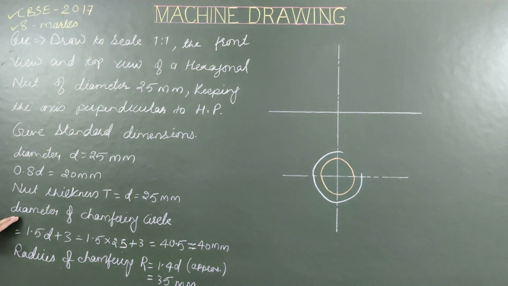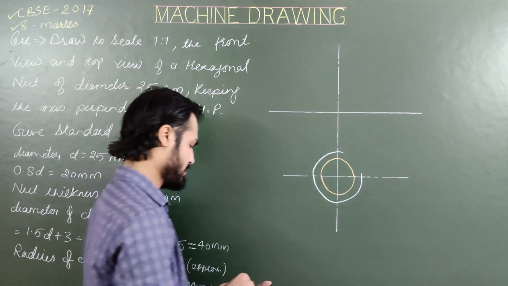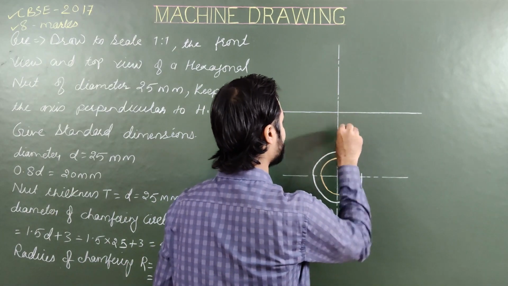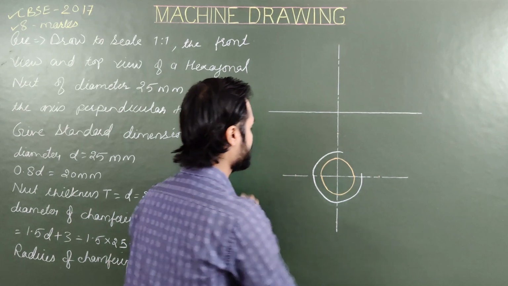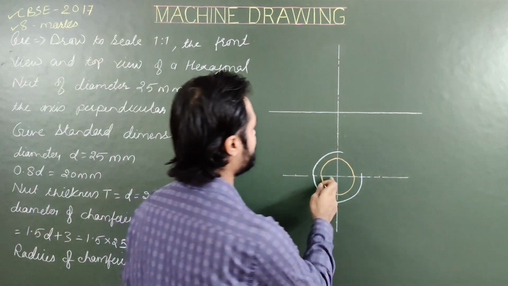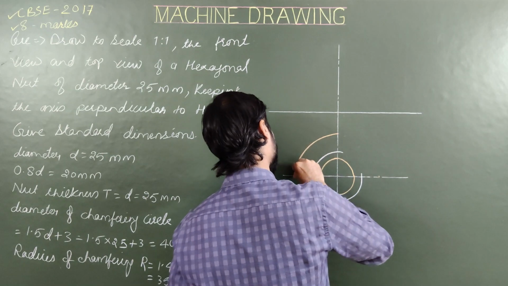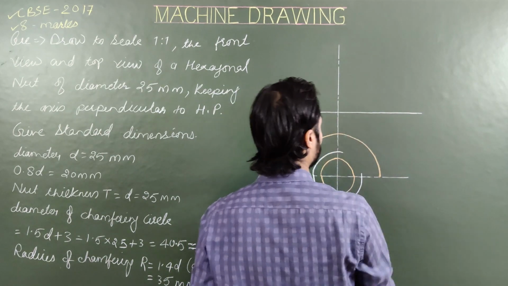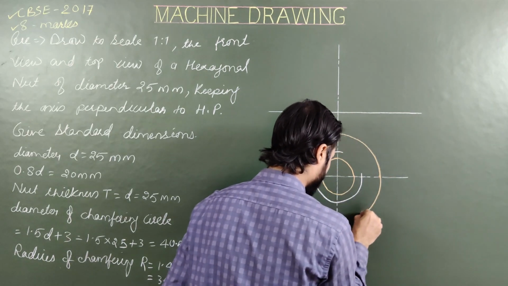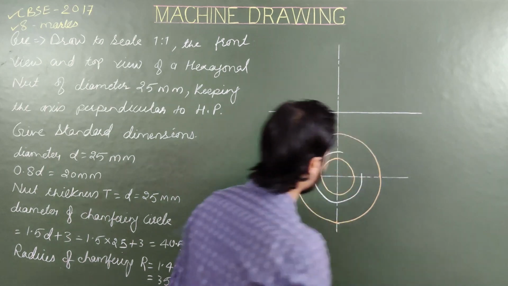Then last circle with diameter 1.5d plus 3, the chamfering circle, diameter is 40.5, for construction 40 mm. So these are the limits of the third circle, the chamfering circle. From this center, draw the chamfering circle with diameter 40 mm. Right.